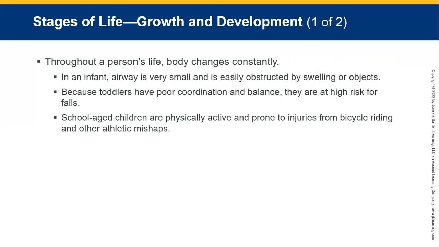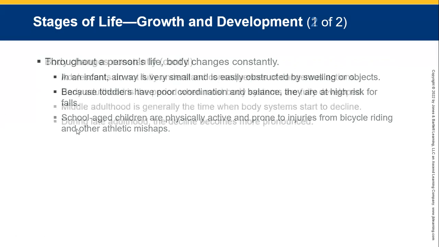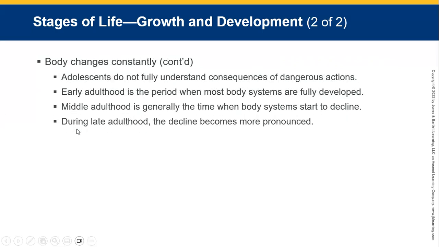School-age children are obviously more physically active and prone to injuries, bicycle riding, sport injuries, things like that. Adolescents don't fully understand the consequences of dangerous actions. There's no way of surviving a shopping trolley going down a hill, but only an adolescent would do something like that, we hope.